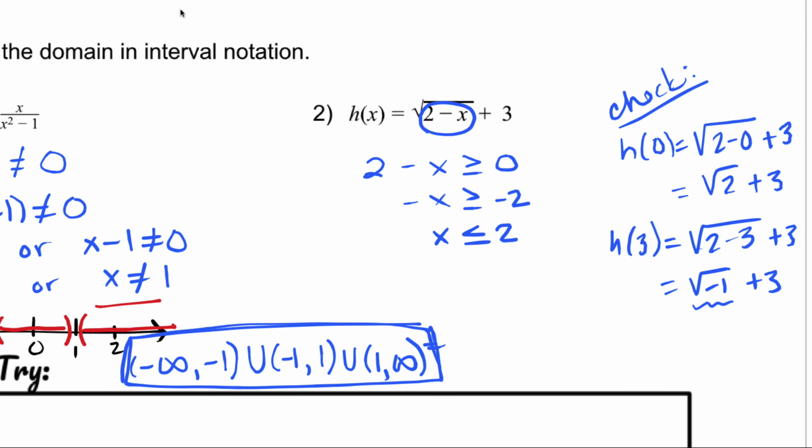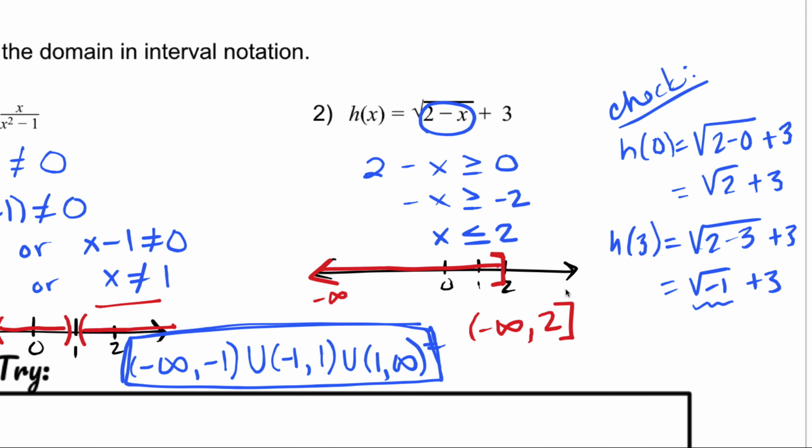So let's draw a number line to help us write in interval notation. Here's 0, 1, 2, and I want all of the numbers that are less than 2, so this direction, but we can be equal to 2, so that means there's a bracket here. So in interval notation, I start from left to right. Here we have on the left side parenthesis negative infinity up to 2, bracket, because it can be equal to 2. What happens when it's 2? We have 2 minus 2, which is 0. Square root of 0 is valid, it's just 0 plus 3. So that works. So there's our interval for number 2.